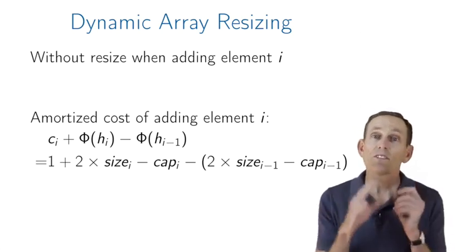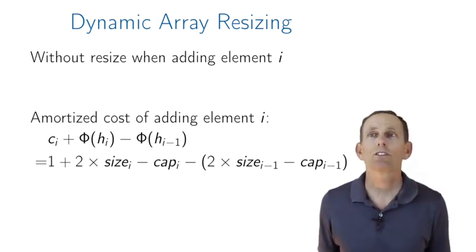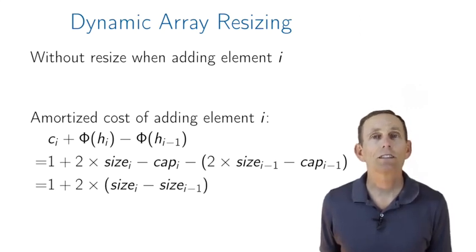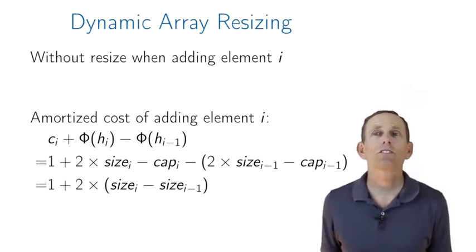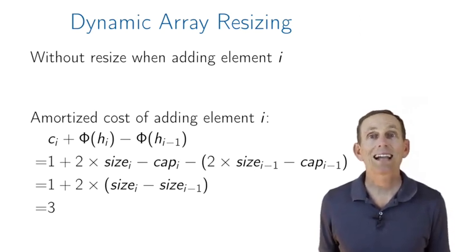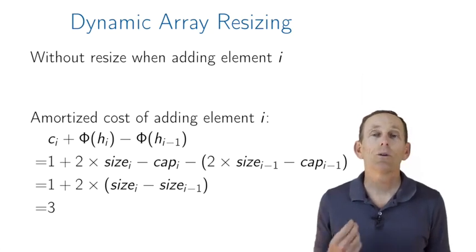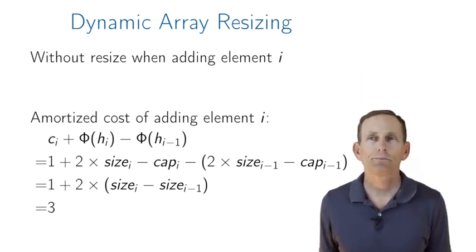Well, what do we know? Since we're not resizing, the capacities don't change. So the capacities cancel themselves out, and we are left with 2 times the difference in sizes. But what's the difference in size? The difference in size is just 1 because we added 1 element. So this is just 1 plus 2 times 1, or 3. It's no accident that this 3 is the same value that we saw when we used the Banker's method.